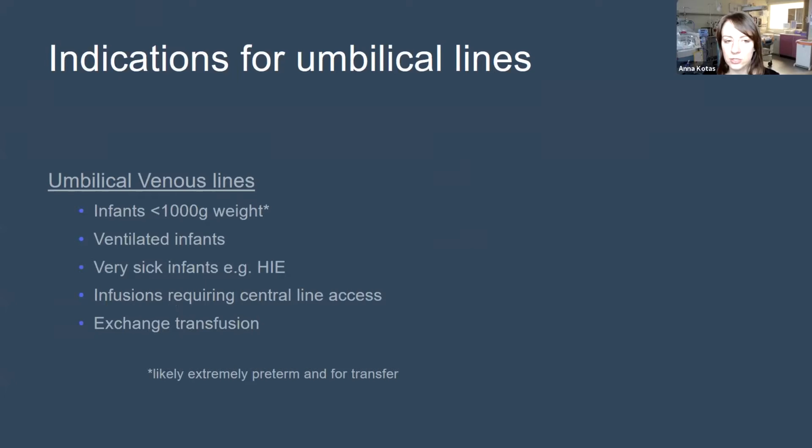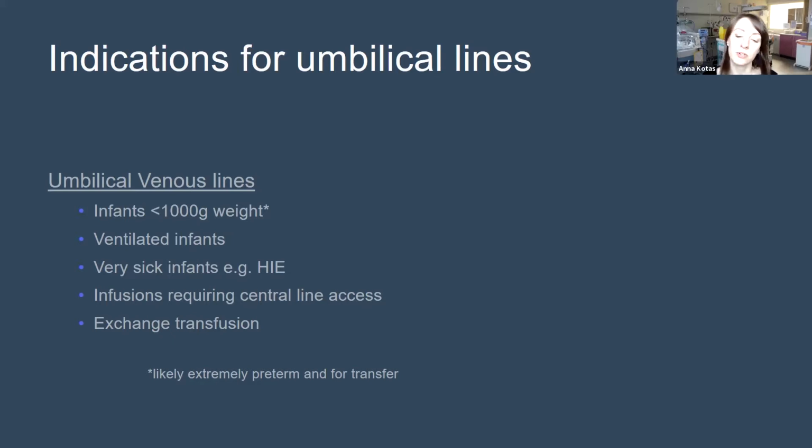There are a few more indications for an umbilical venous line. In our network guidelines, when a baby is extremely low birth weight, less than 1 kilo, then they always need to have an umbilical venous line. That's usually because they're very preterm and they will need infusions that require central line access, typically TPN. If the baby is ventilated, again, it's likely because they're so preterm and will probably need central line access for infusions, or similarly if they're very sick. I've also listed the need for central line access as an indication in its own right.